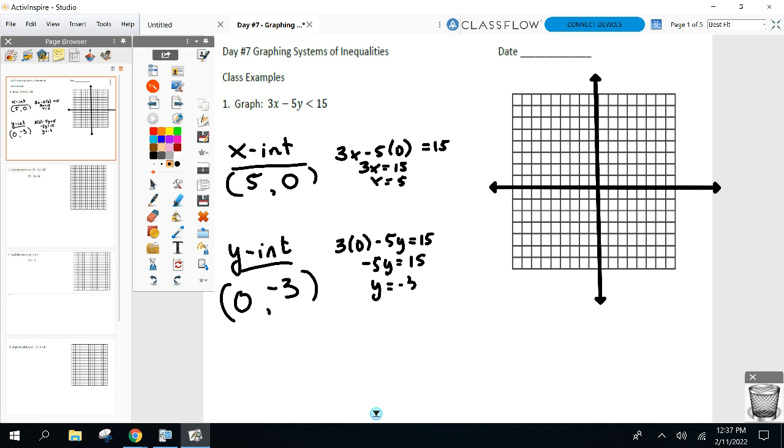Once you have them, graph your 2 points now. 5, 0. That's on the x-axis: 1, 2, 3, 4, 5. 0, negative 3 on the y: 1, 2, 3. Don't do a darn thing after, please. Just plot them.